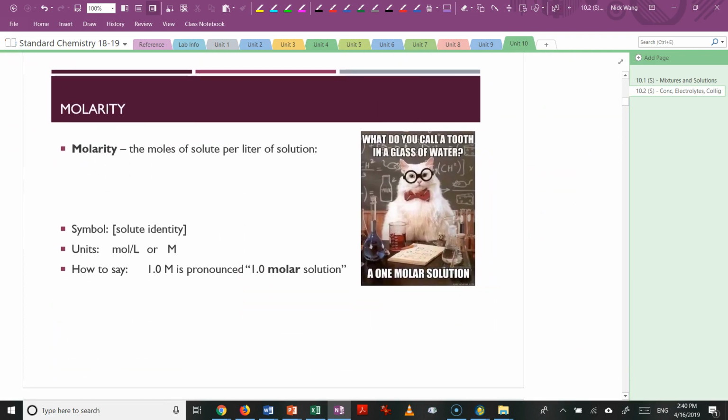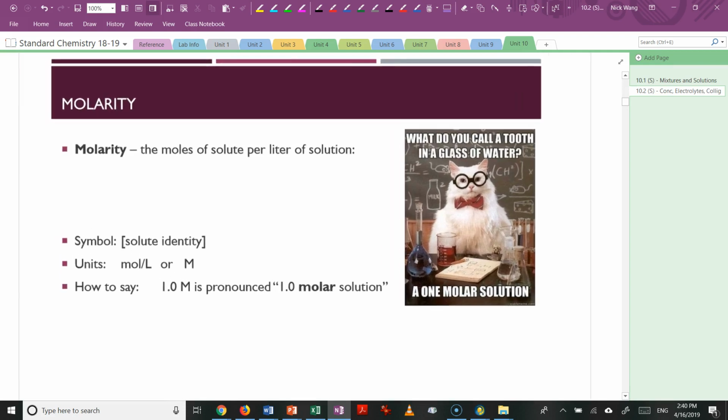How do we calculate these concentrations? One of the most important ones we're going to use is molarity. Molarity is defined as the moles of solute per liter of solution.